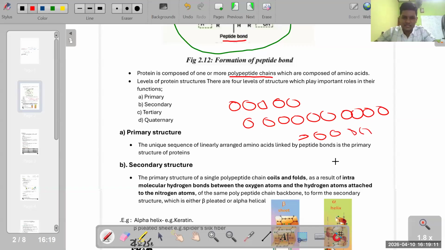Is that clear? This is a very difficult part to understand. You want me to explain it again? I am ready. If you want me to explain, I'll explain it again.